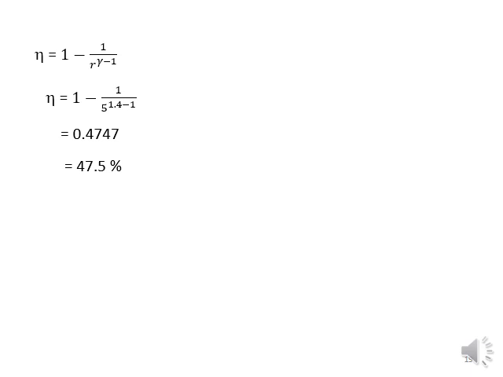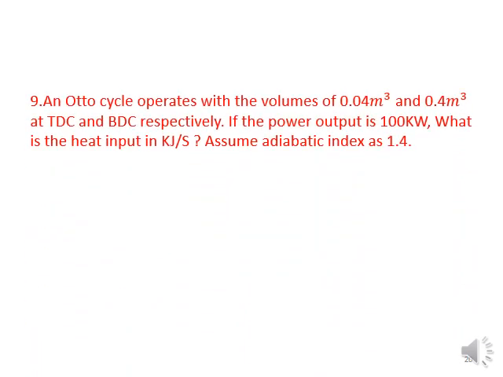Next problem. An Otto cycle operates with volumes of 0.04 meter cube and 0.4 meter cube at TDC and BDC respectively. The power output is 100 kilowatts. What is the heat input in kilojoule per second? Assume the adiabatic index as 1.4.